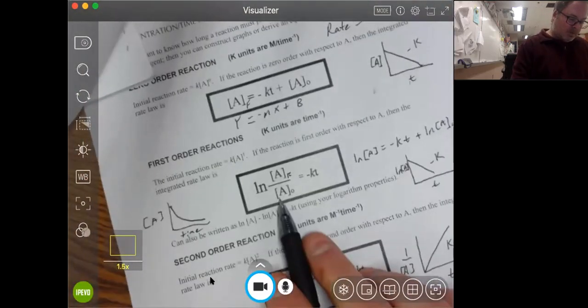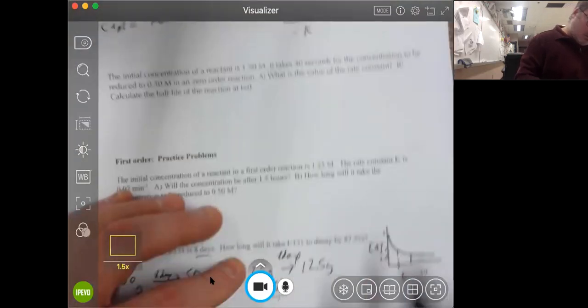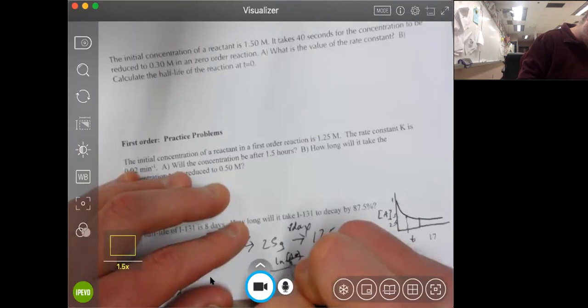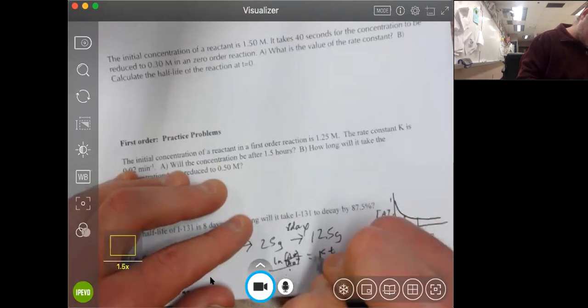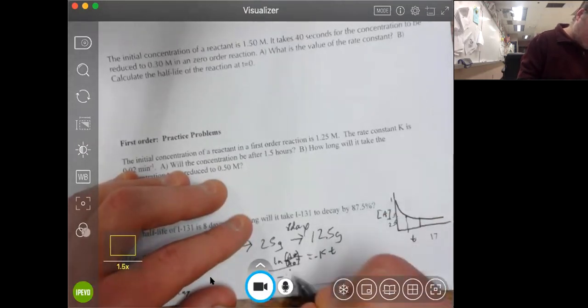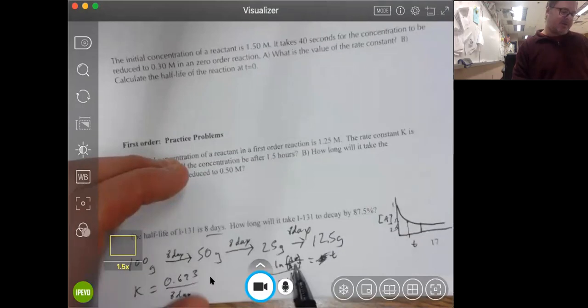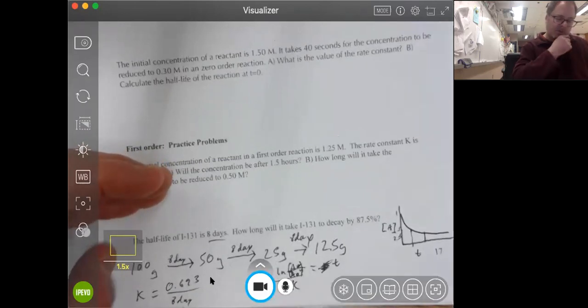Actually, let's do this. So if we take a look here, this is the better one. The natural log of the final over the initial would be equal to negative KT. And then what we would do is basically divide both sides by negative K. So we have 0.125 here and 1 here. Find the natural log of that, divide it by the negative of whatever we get here, and that will give us our 24 days.